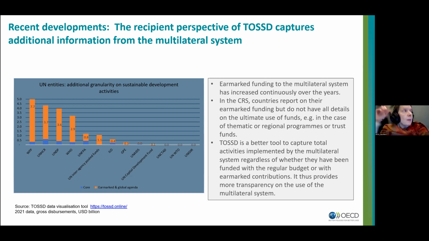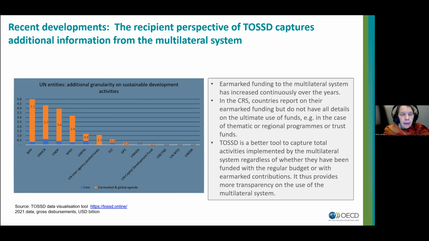Some of this non-core funding is also available in the CRS system, but the issue there is that when donors report on those contributions, they report it at a more general level. There are some thematic and regional programs where one in the CRS doesn't see the details of the activities, whereas in TOSSD we go and ask the multilateral organizations what they did with the funding, and the information therefore becomes more accurate and more granular.